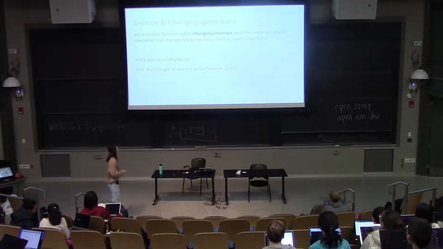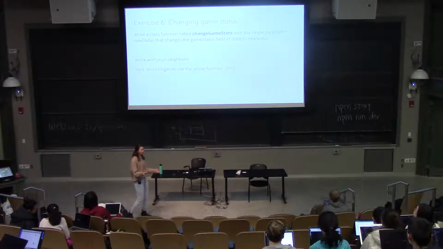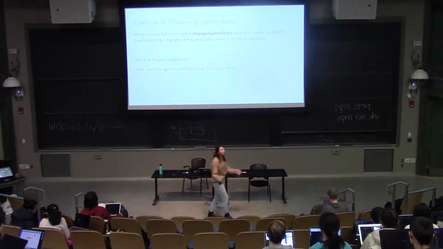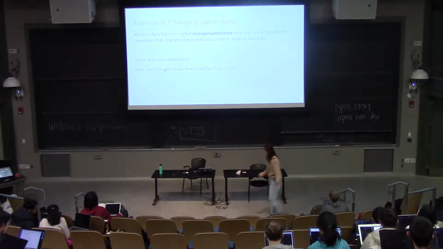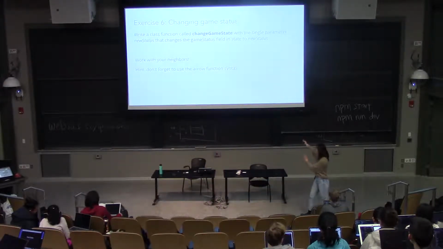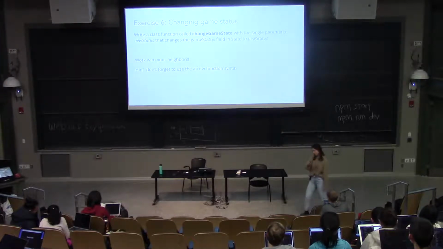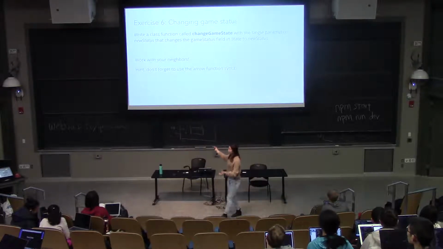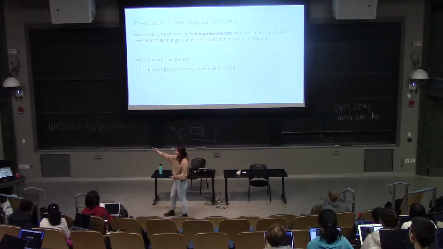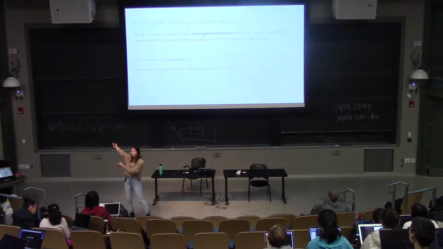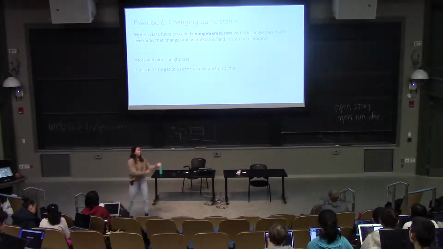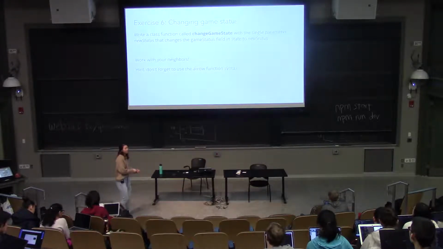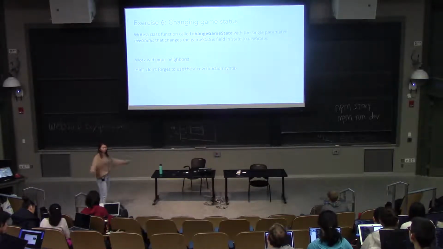Next exercise we're going to do. We're going to write a class function that can change a game state. Because remember, if we're going to initialize the field in this state, we have to change it somehow. Right now, we're going to write this function called changeGameState. It's going to take in one parameter. The parameter is going to be an integer, and we're going to name it newStatus. It's going to change the game status field in the state to the parameter that you've fed into it. Don't forget to use the arrow function syntax and the setState function, and work with your neighbors for this.